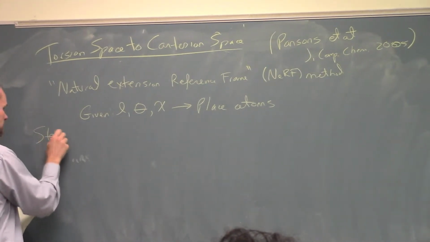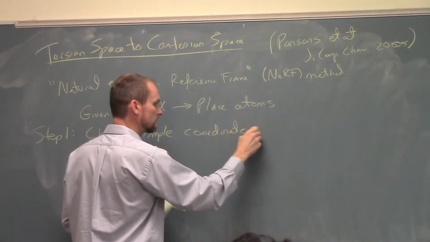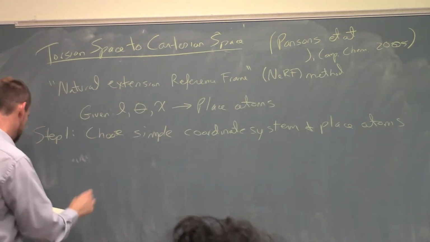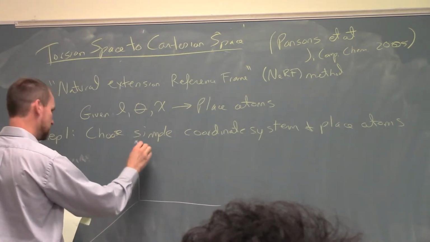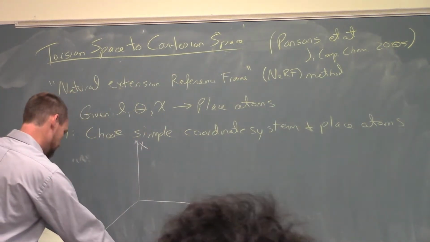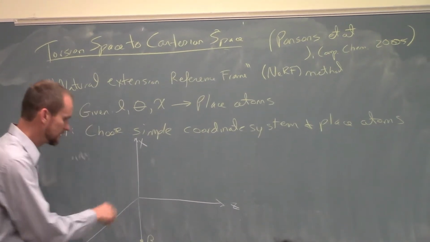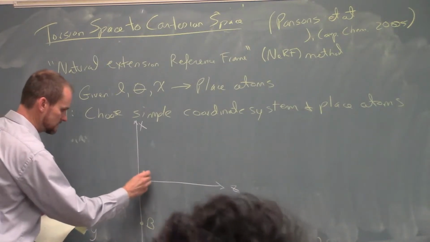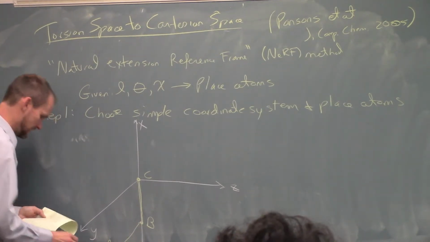So step one, choose a simple coordinate system and place the atoms. And the one that Parsons liked looks like this. So if we do X here, Y, and Z, make sure that the cross product still works. What we're going to do is put B down here on the negative x-axis. We're going to put C here at the origin. So the BC bond is along the x-axis. I want to put A in the xy plane.